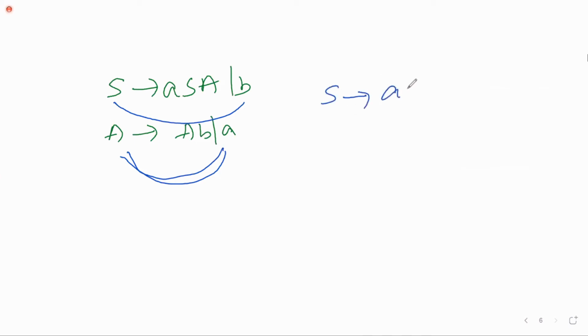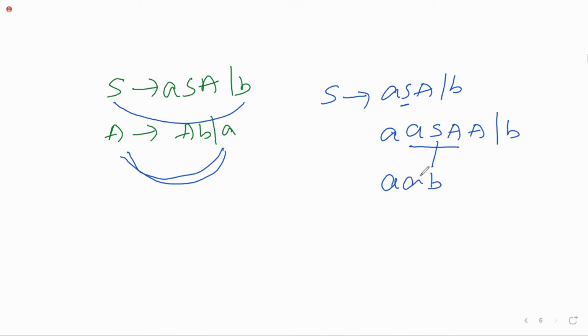S tends to ASA or B. I'm going for leftmost derivation. So in this part of S, I'm again substituting S, which is ASA or B. Okay, in this S part, I have substituted this ASA. Any confusion here? Any confusion, ma'am? No, ma'am. No, right? So AA, in place of S, now I'm substituting B. I'm writing AA as it is.